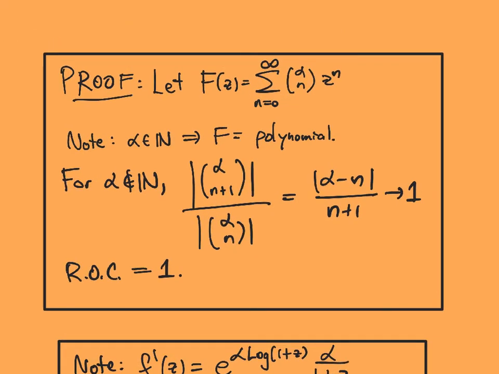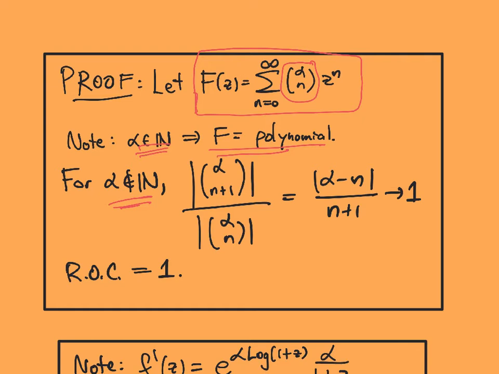We're basically going to prove it via differential equations. So we'll write out this power series that we claim is the right formula. Note that if alpha is a natural number, then f is just a polynomial because eventually these terms are all 0. So let's not do that case. Let's look at alpha not a natural number.